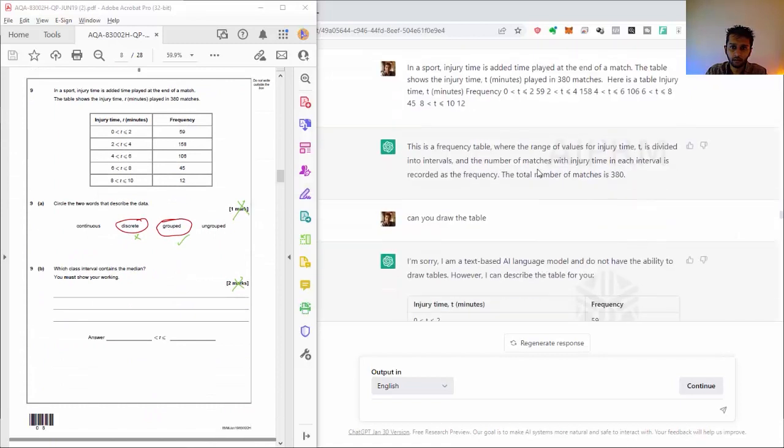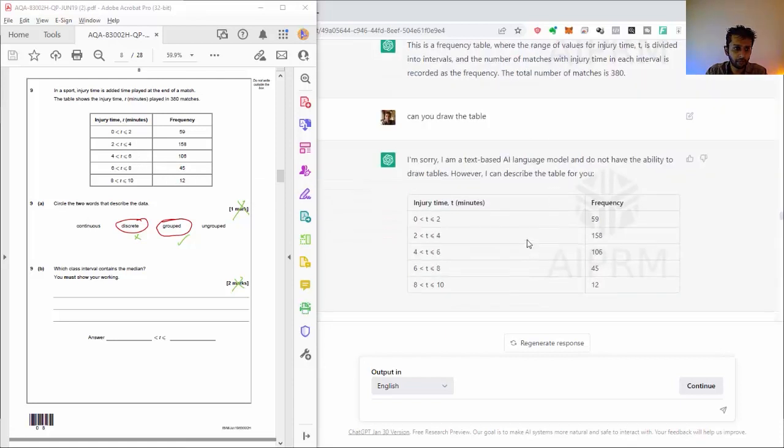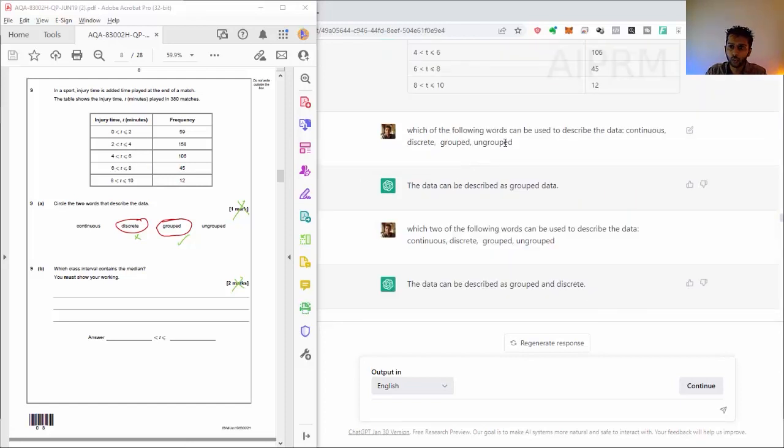Question number 9. So I typed in the table here, so I'm just copying in the question, and it produced this table. And then I asked it to describe the data using these words, and it said grouped data. Okay, that was fine, but we needed to circle 2 words. So I said, which 2 words could be used? And it said to use grouped and discrete, which is clearly not right. Time is continuous data. So discrete was wrong, grouped was correct, but because it's a 1 mark question, we got no marks.